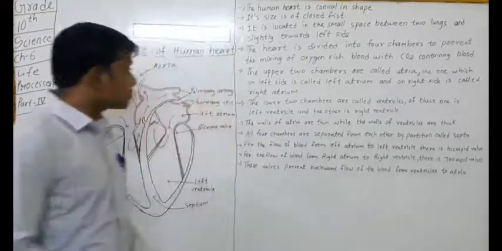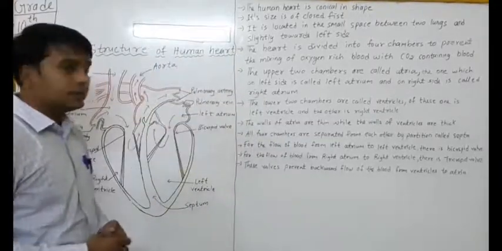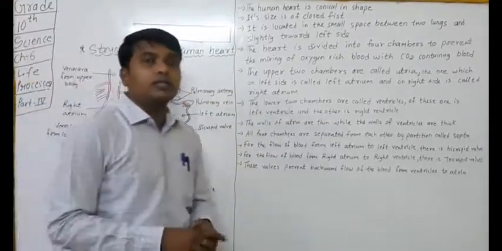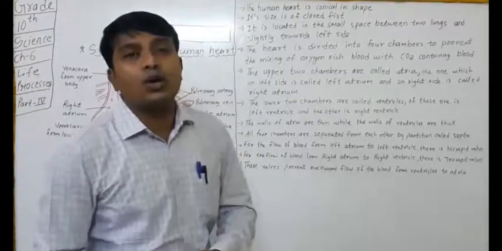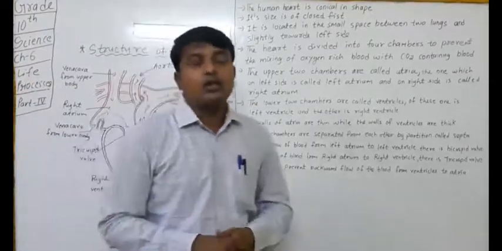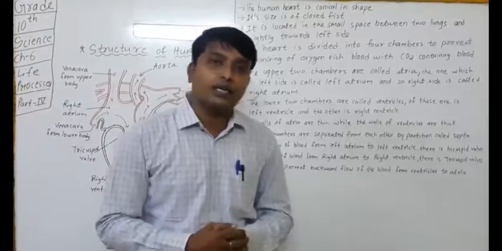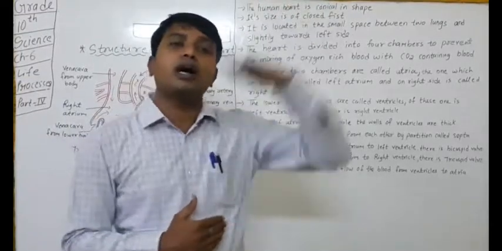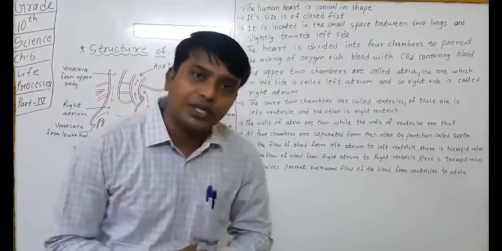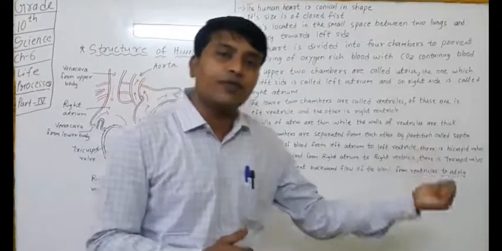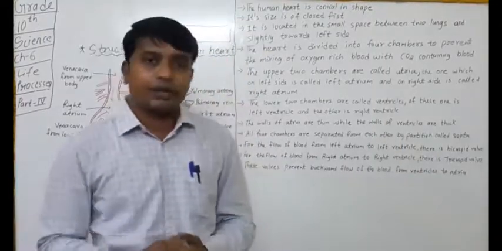Then the lower 2 chambers are known as ventricles. Upper 2 chambers are known as atria, lower 2 chambers are known as ventricles. Again, on the left side is the left ventricle, on the right side the right ventricle.